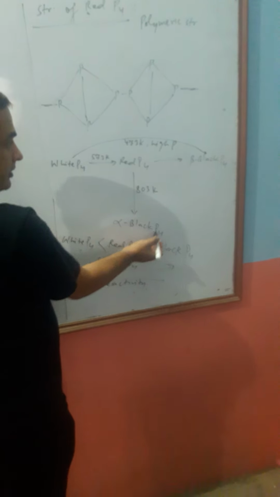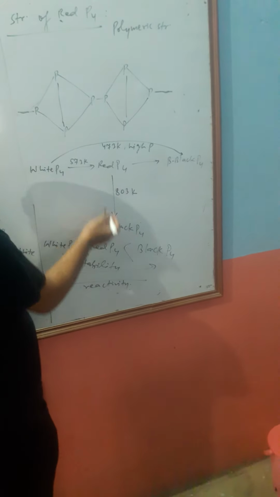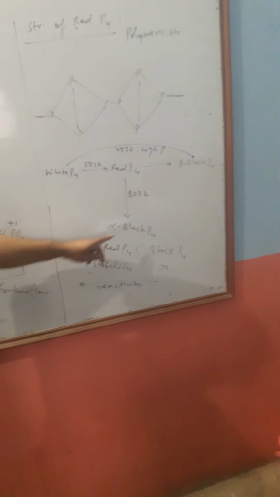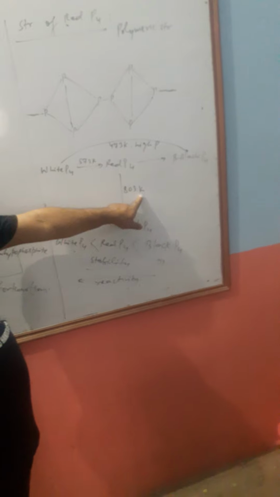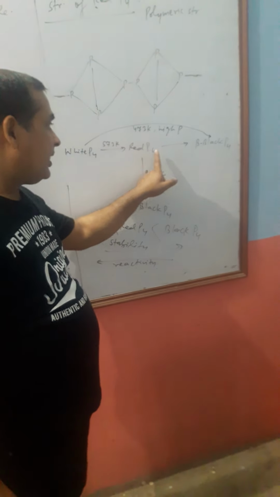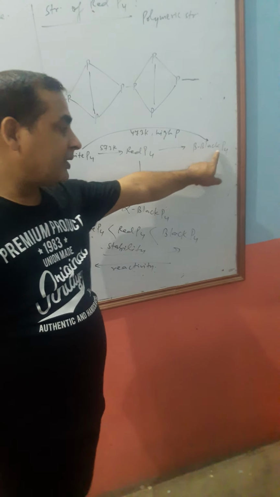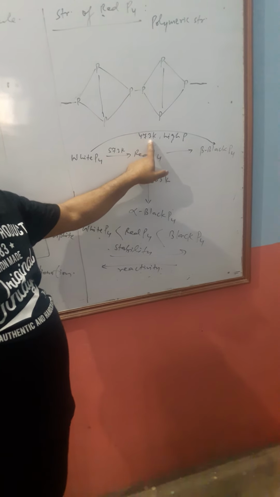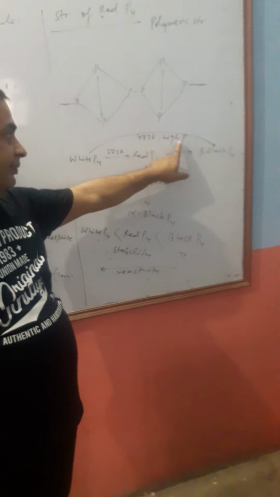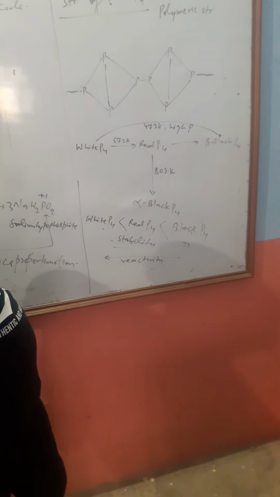Red phosphorus has two allotropic modifications: alpha black phosphorus and beta black phosphorus. Alpha black phosphorus is produced on heating red phosphorus at 803 Kelvin in an inert atmosphere, and beta black phosphorus is obtained by heating white phosphorus at 473 Kelvin at high pressure.